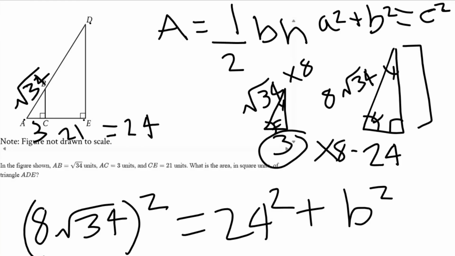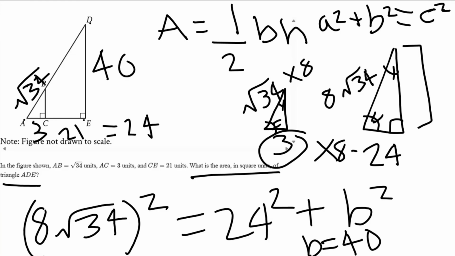So it looks like B is going to be 40. But you can't stop there. You're looking to find the area of this triangle. So this is going to be 40 over here. So you just take some simple multiplication.